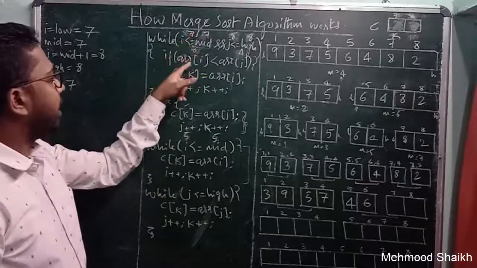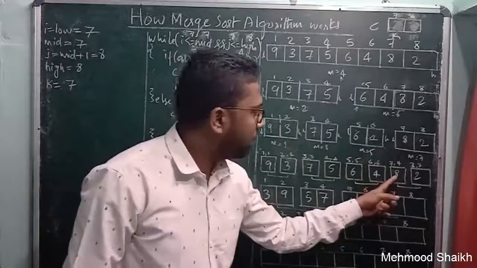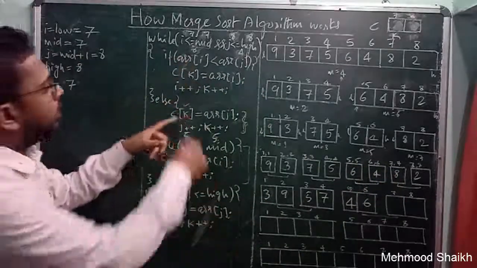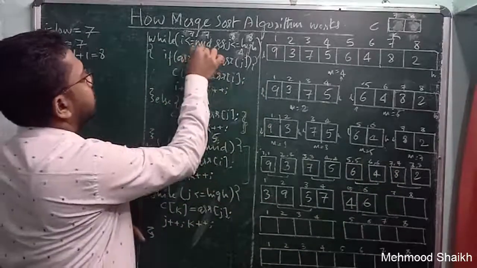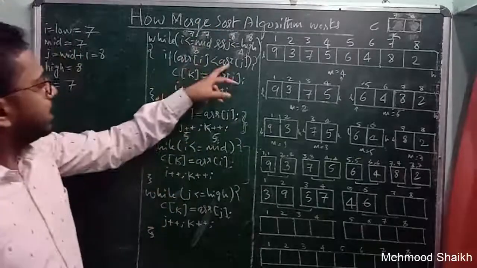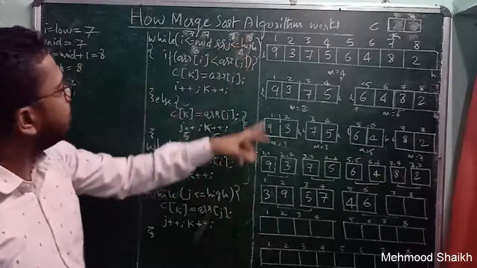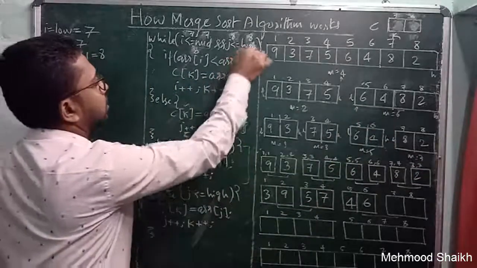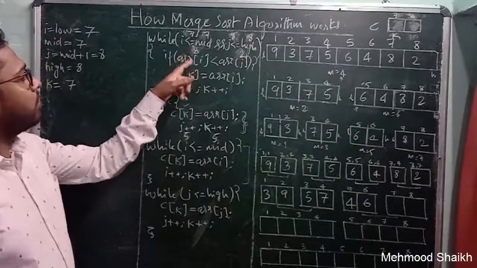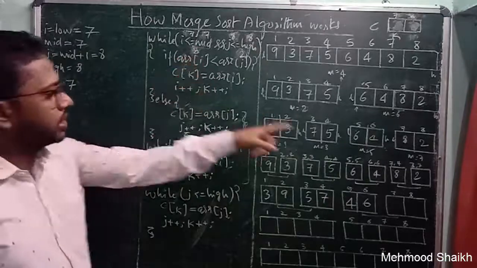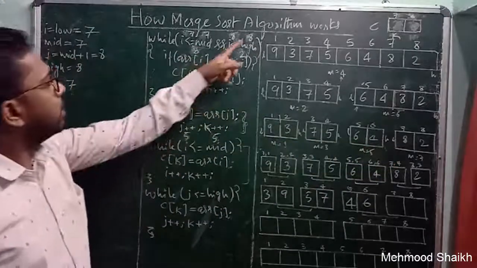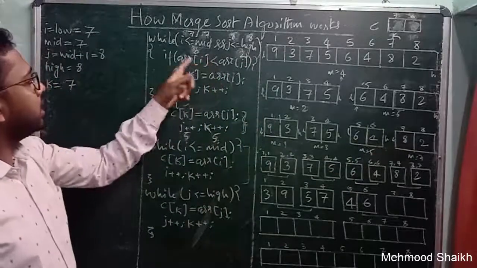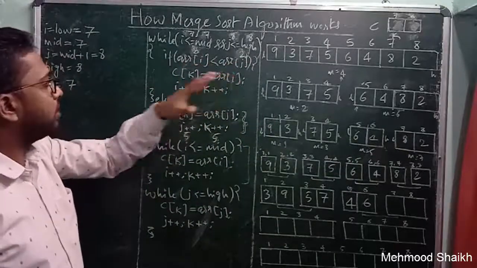I is 7. Array of 7 means this element 8. Array of 7 here, it's 8. And then array of J is 8, so the 8th element is 2. So now array of 7 which is 8 and array of 8 which is 2. You can see in this if condition 8 is less than 2, no, condition false.